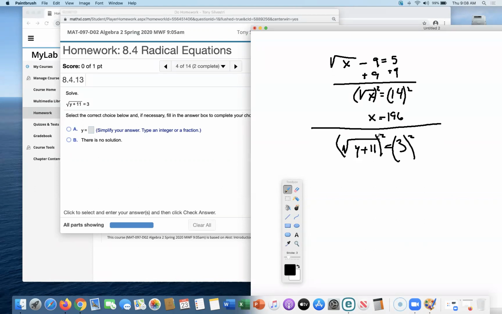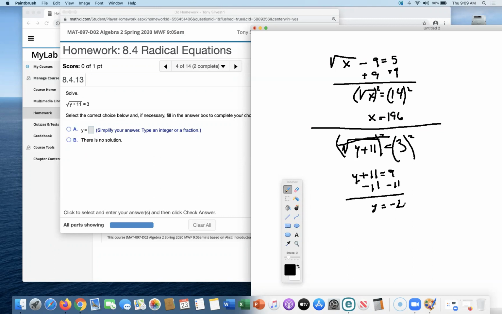That's perfectly okay, because when you cancel, the square and the square root cancel, leaving me with y plus 11. And that gives me 3 times 3 is 9. And if I subtract 11, that's what you're going to do, you subtract 11 to solve for y. You get y equals -2.